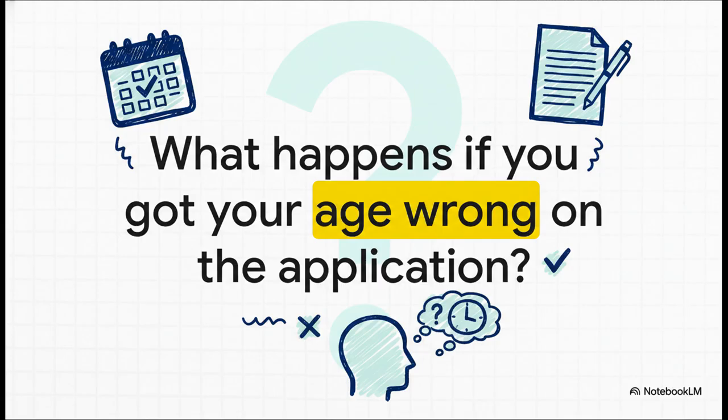Oh, this is a really common one. Let's say you just made an honest mistake. You put down the wrong age when you applied. Does the insurance company just get to cancel your policy? No way. There's a specific rule for exactly this scenario.